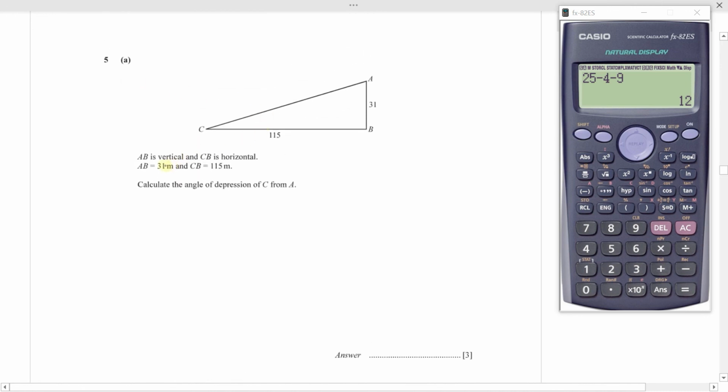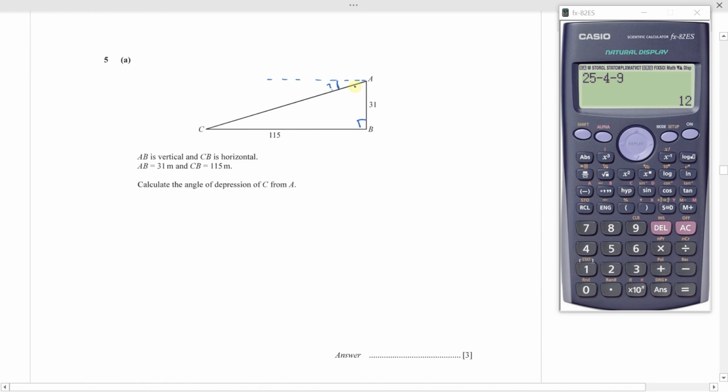Question number 5. AB is vertical and CB is horizontal. So AB is vertical, CB is horizontal. That means this is a 90-degree angle here. AB is 31, CB is 115. Calculate the angle of depression of C from A. So angle of depression will be, if I draw a straight line here, this is the angle of depression that we need to calculate.